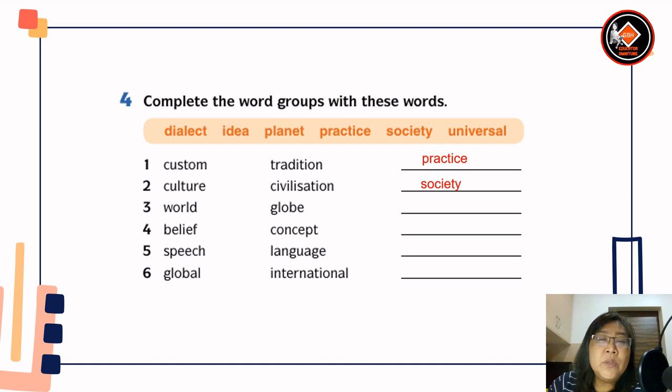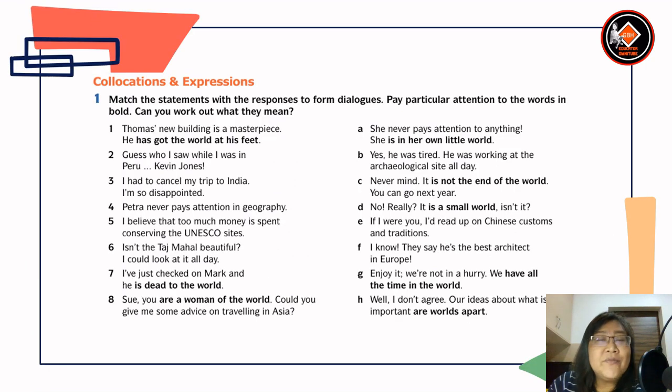Number 3, world, globe, and planet. Number 4, belief, concept, and idea. 5, speech, language, and dialect. And the last one, global, international, and universal. Next, we are going to learn collocations and expressions. Match the statements with the responses to form dialogues.